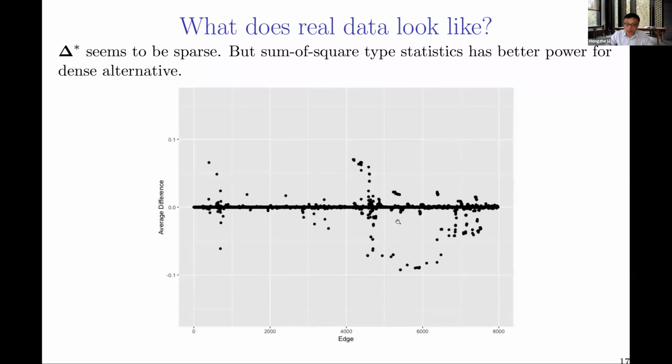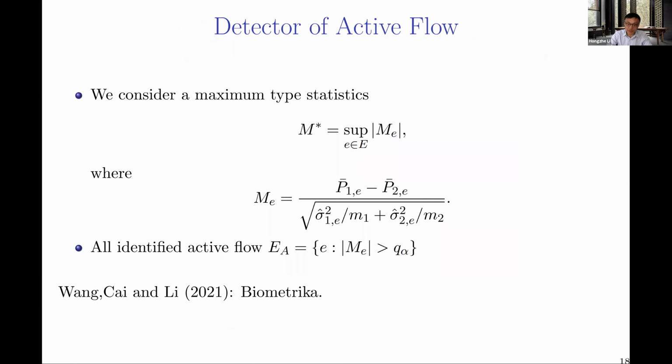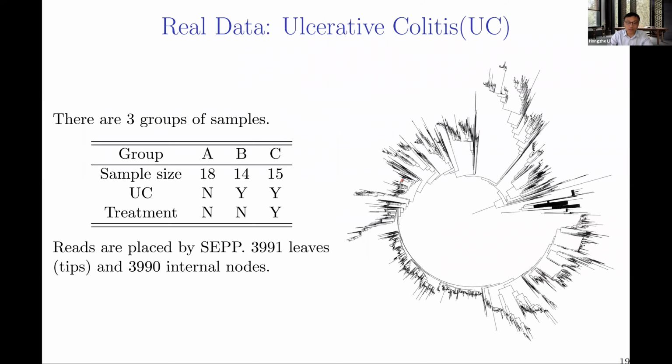So for this type of data, instead of developing a statistic with a sum of the squares of the difference, a better statistic would be to take the maximum of the absolute difference. So instead of the sum of squares, you take the maximum over all the edges of the normalized difference. You normalize by the variance. And this is what we call the max type of statistic, as an alternative to Permanova. And this actually can be more powerful than the standard Permanova if the alternative is sparse. And I'll just show you one example.